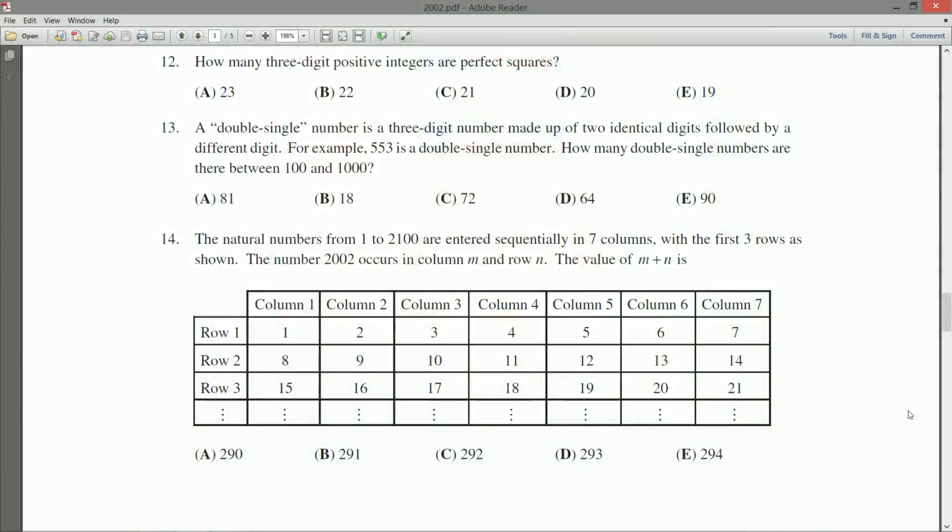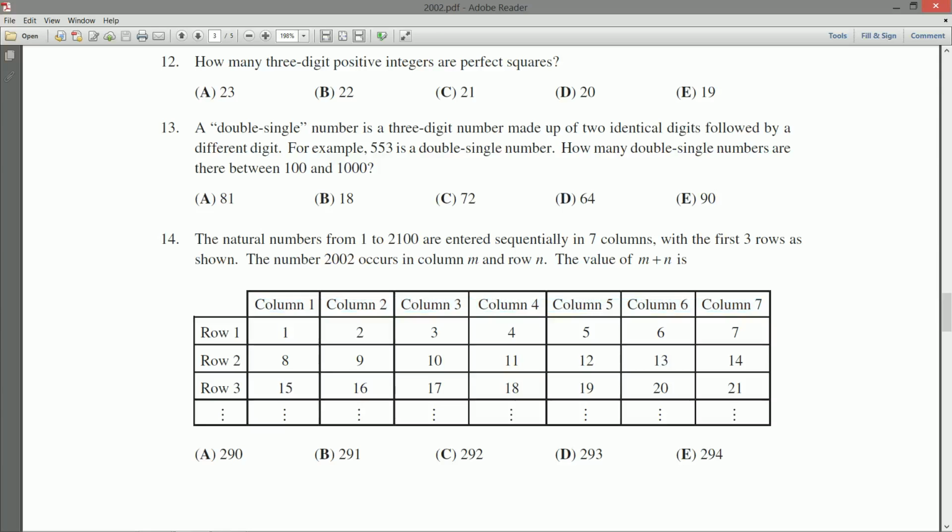Question number 14: the natural numbers from 1 to 2100 are entered sequentially in 7 columns. We have that down here. The first 3 rows are shown. So we have columns 1, 2, 3, 4, 5, 6, 7, and rows 1, 2, 3, and it's going to continue on. Let's read the table and see if we can get a sense of the pattern.